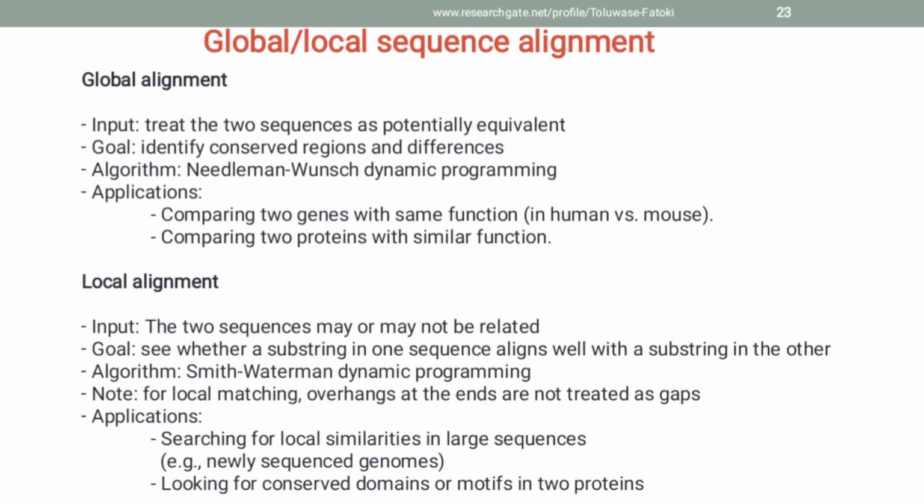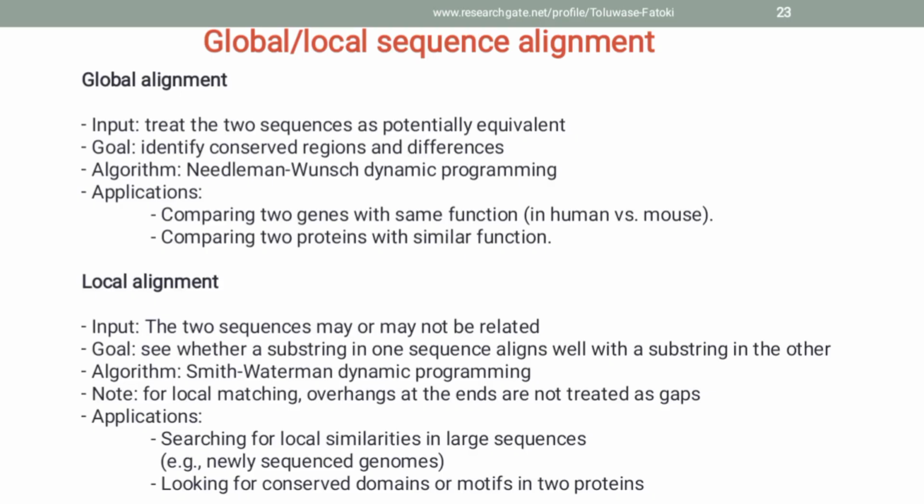Then in sequence alignment, we have two major classifications: the global alignment and the local alignment. Global alignment is used when you have two sequences that are potentially equivalent. That is, even looking at the sequences, you can see that they are not too diverse or too varied from each other. The goal of global alignment is to identify the conserved regions and the differences. One of the key algorithms used for global alignment is the Needleman-Wunsch dynamic programming algorithm.